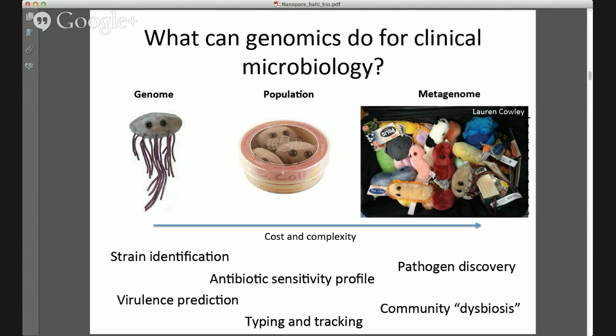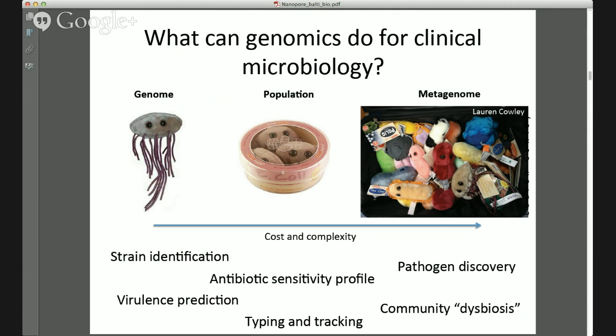And thanks, Lauren Cowley, who I think is watching, for that picture of a virtual metagenome. And we know that if we get genome sequence information, we can quite easily identify a species and a strain from that data. We can make certain predictions about virulence. Does it have a particular toxin? Does, for example, an E. coli have a particular toxin encoded, a particular phage sequence, or not?